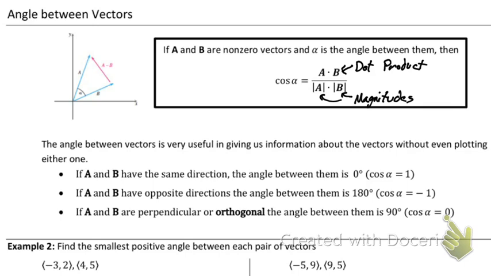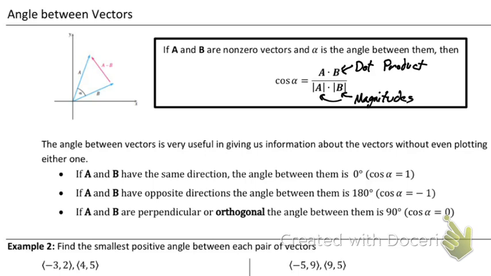It is just a formula you're going to need to know. So this is just one you have to have memorized. All right, once again, angle between vectors, you have to know this formula. It has to be memorized. All right, the angle between vectors is very useful in giving us information about the vectors without even plotting either one of them. Now, in pre-calculus, we're just going to treat this as a number that we find. When you get to calculus, and when you talk about higher level physics, then you actually apply these.